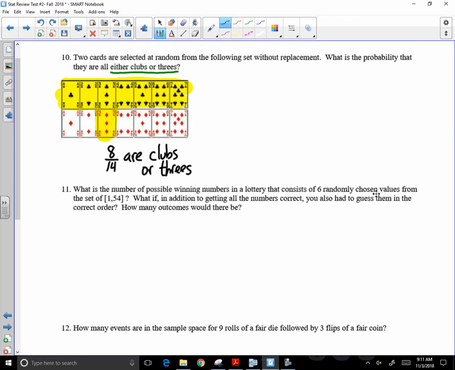So what they're asking us to do is find the probability, if two cards are selected at random, that they are basically both either clubs or threes. All right, so the probability that the first card is a club or three times the probability that the second card is a club or three.